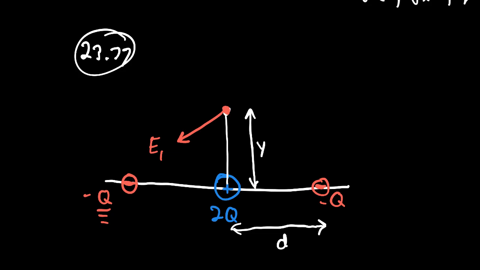How about at this point, due to this positive 2q? Where's it going to go? Do I go towards it or away from it? Away. Why? Because it's positive, so I'm going to be pointing away. So we'll call that E2. And then the last of the charges, the one I put right here. Where's it going to go due to that negative? Towards it. E3.